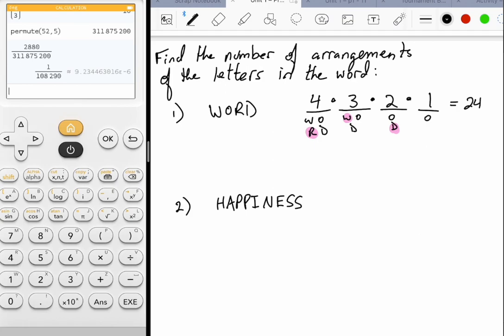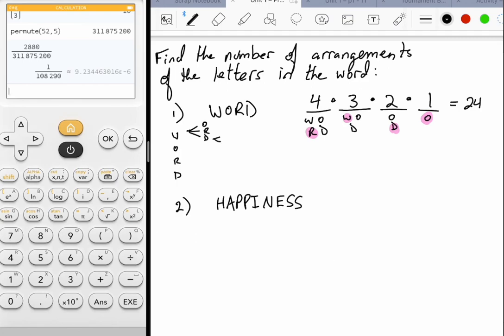Now, again, any of the first 4 letters could have occupied the first position. This is just one outcome. The R, W, D, and the O, that selection that I made, that's only one possible outcome of the 24 possibilities. Right? Because if I made a full-blown tree diagram here, I'd have W, O, R, D, branching off 3 ways, O, R, D, and so on.